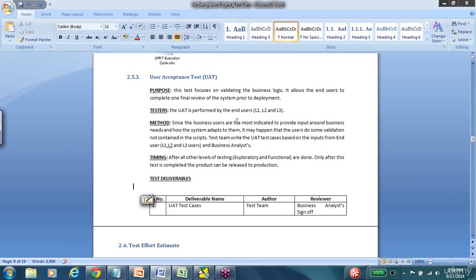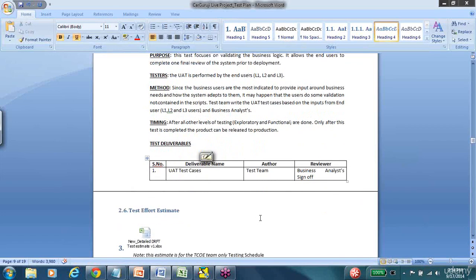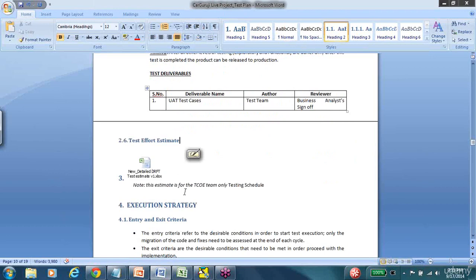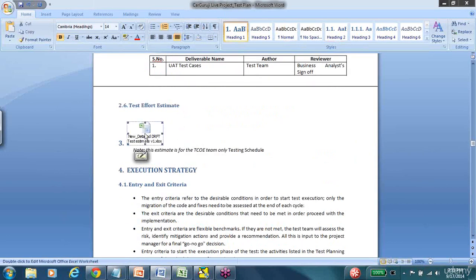And the method will be that you'll provide the test cases and they'll run them and then they'll interpret the results. And this is going to be done after the exploratory and functional testing is done. And only after this test is completed, the product can be released to production. Then there are deliverables like UAT test cases, who is going to create them and who is going to review them. And then comes the effort estimation.